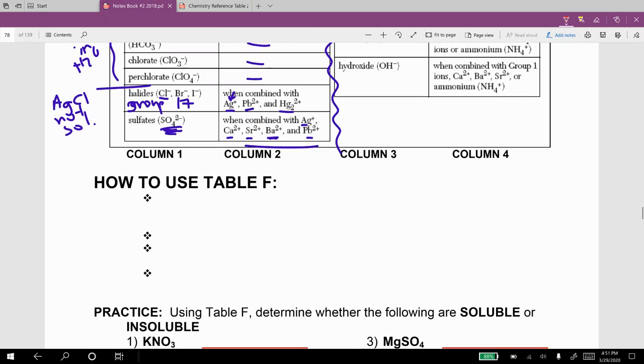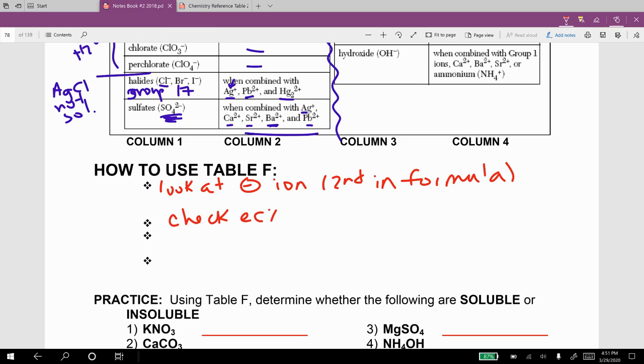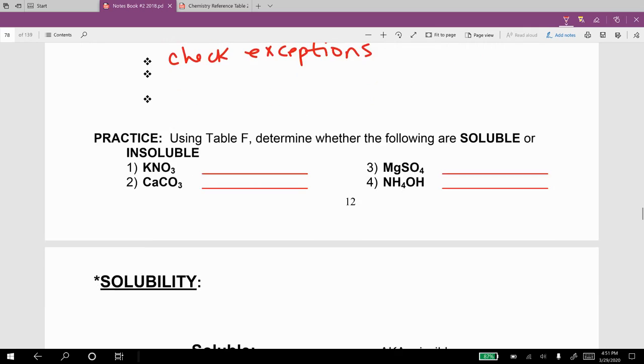Let's do some practice. So how to use this table. You basically want to look at the negative ion, which is usually the one that's listed second in the formula. And then you want to check the exceptions. Okay, and that's basically it. Look at the negative ion, check the exceptions. I'm just whittling this down to the bare bones.